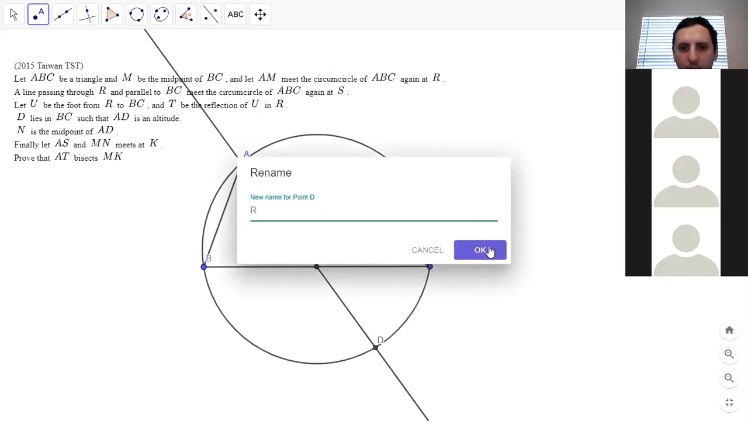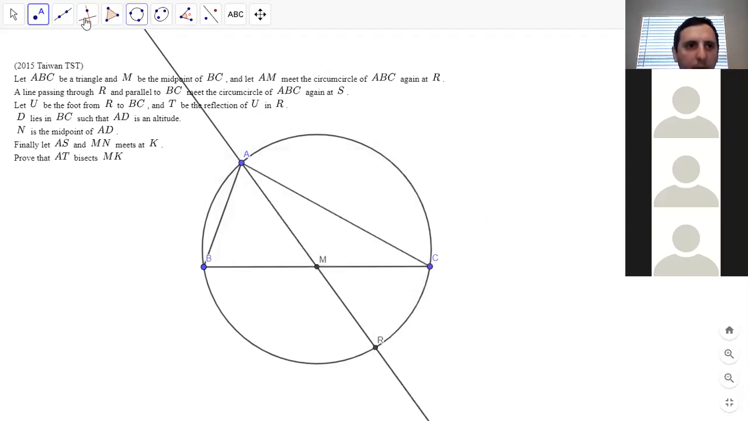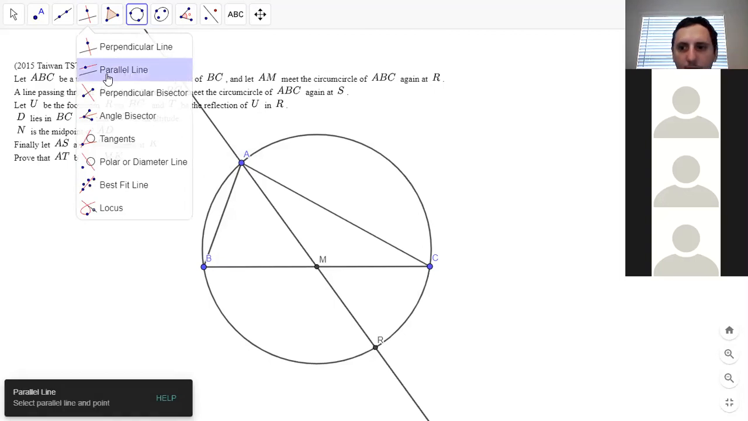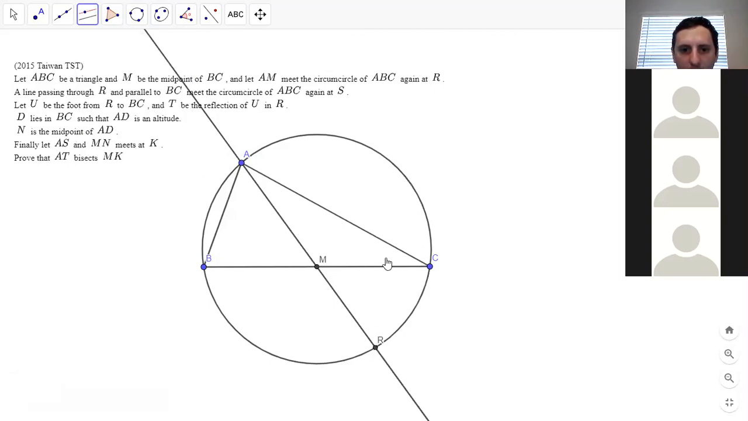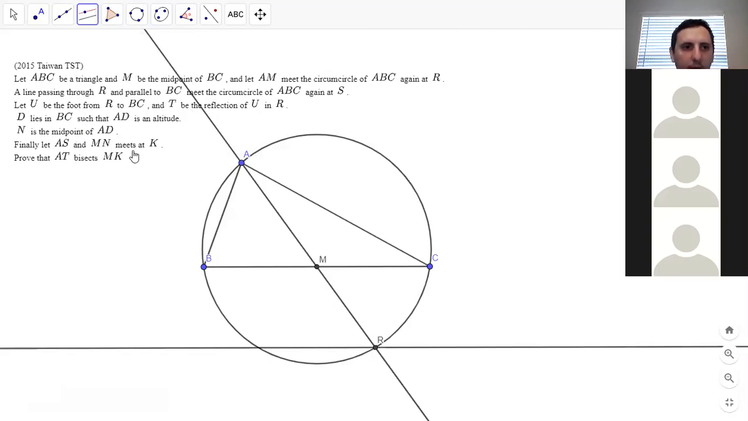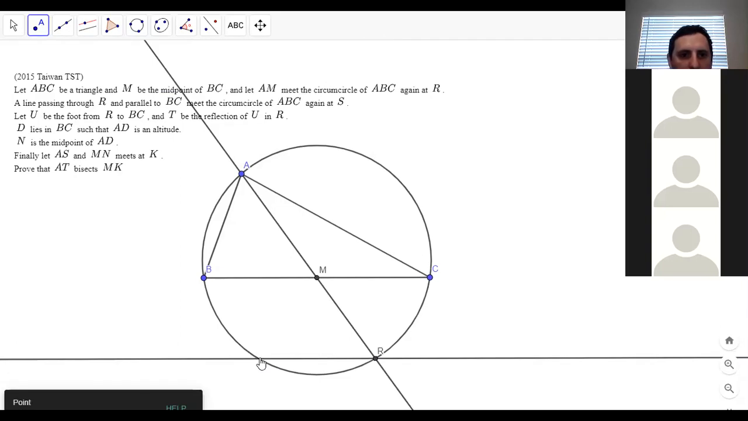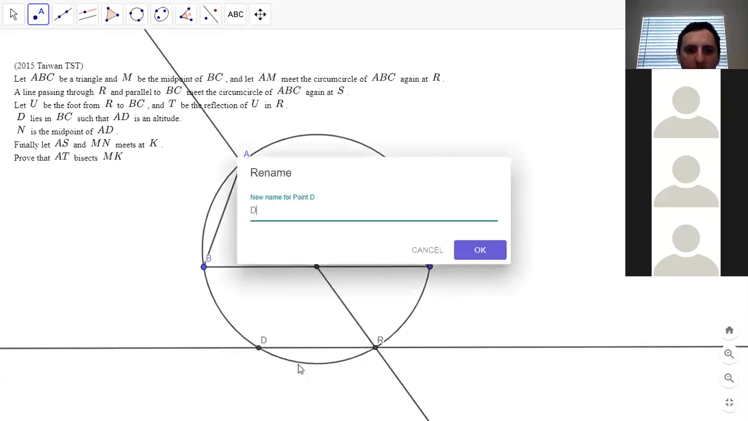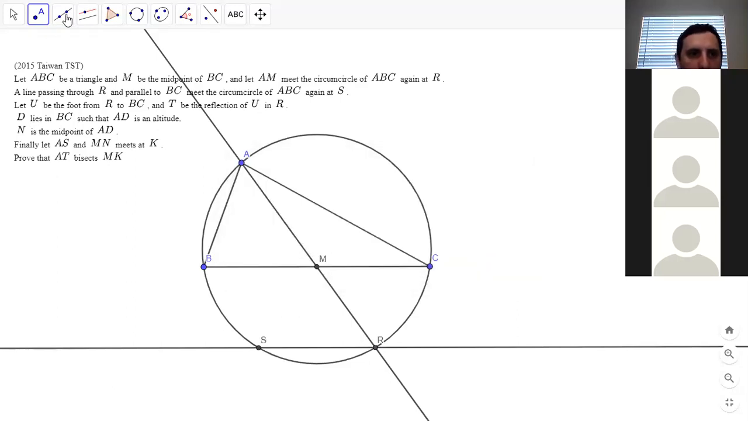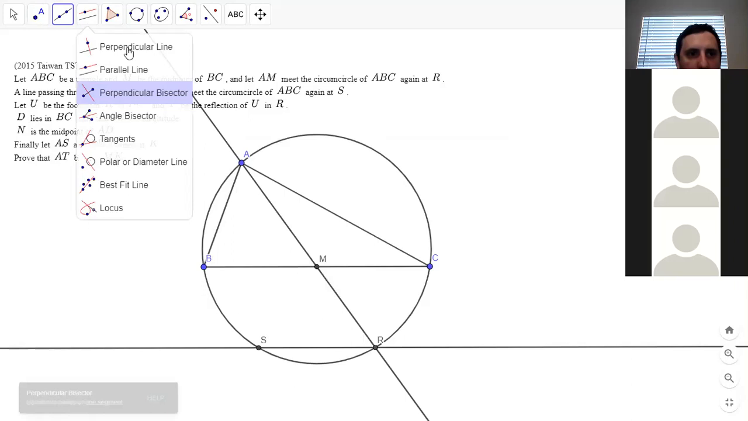And then we draw a line through R parallel to BC. So it looks like symmedians. Whenever I see this, I often think of symmedians. I see AM all disjoined. So this meets the circumcircle at S. U is the foot of the perpendicular from R to BC.